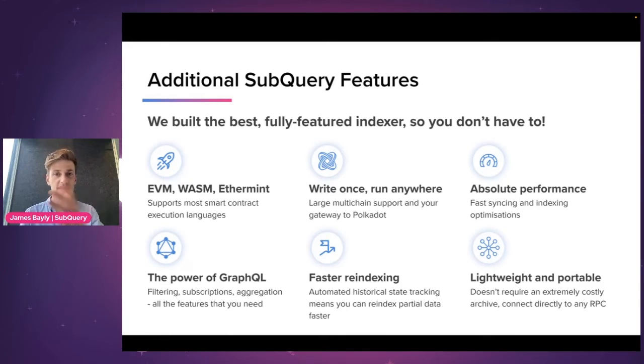And it supports EVM. In this case, the example I showed you was indexing EVM events from Moonbase Alpha. It supports WASM, Ethermint, CosmWasm, many different execution environments from around the blockchain industry. It's write once and run anywhere. So there's large multi-chain support. We support Polkadot, we support Algorand, Avalanche, and Cosmos. And so essentially you can rely on that support.